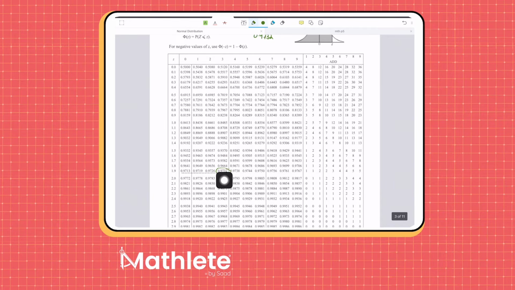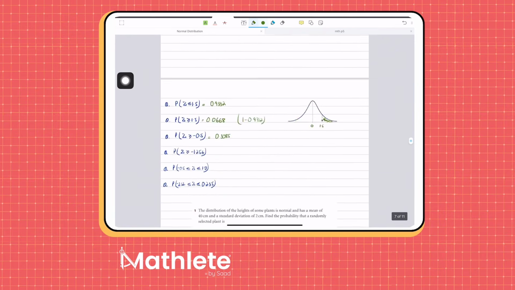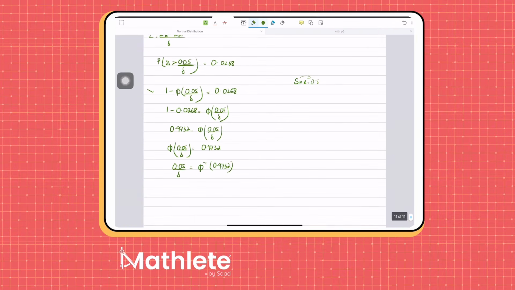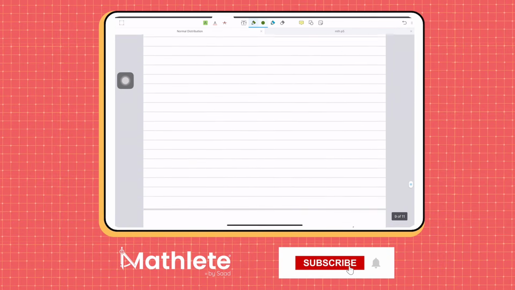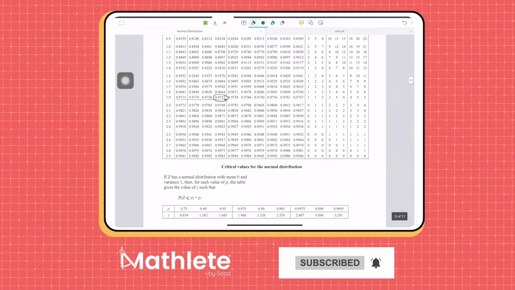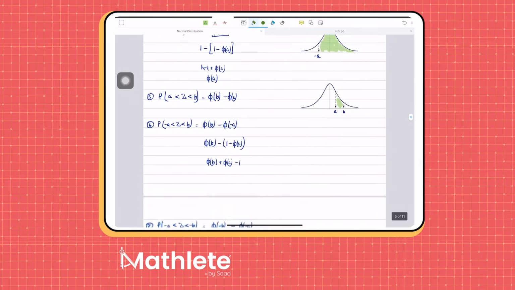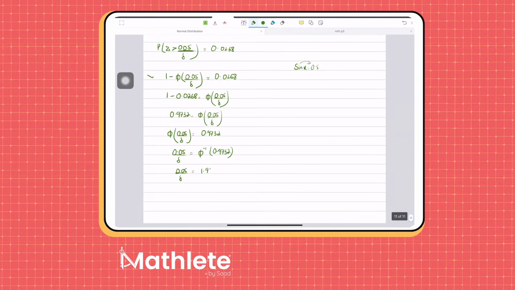And what is 0.9732 the corresponding value of? It is the corresponding value of 1.93. So now we go back. We found out phi inverse of 0.9732, which is 0.05 over sigma. I forgot what it was. It's 1.93. Now let's find out sigma. 0.05 divided by 1.93. We have sigma is equal to, remember, 3 significant figures, 0.0259, and that is the correct answer.